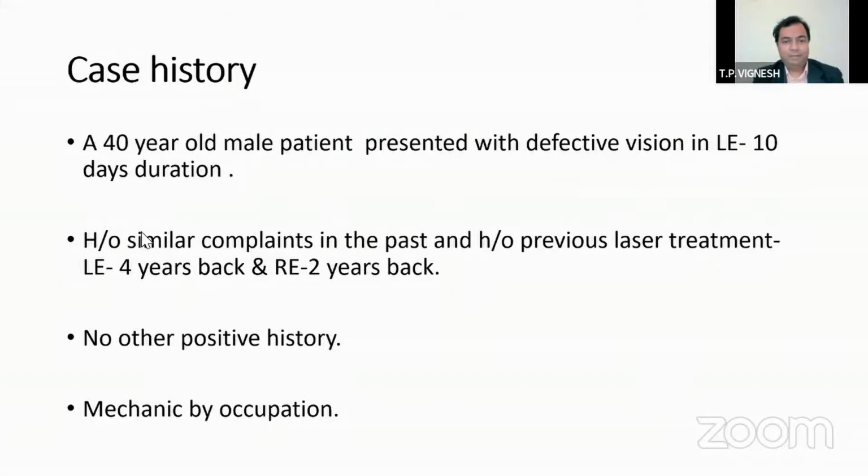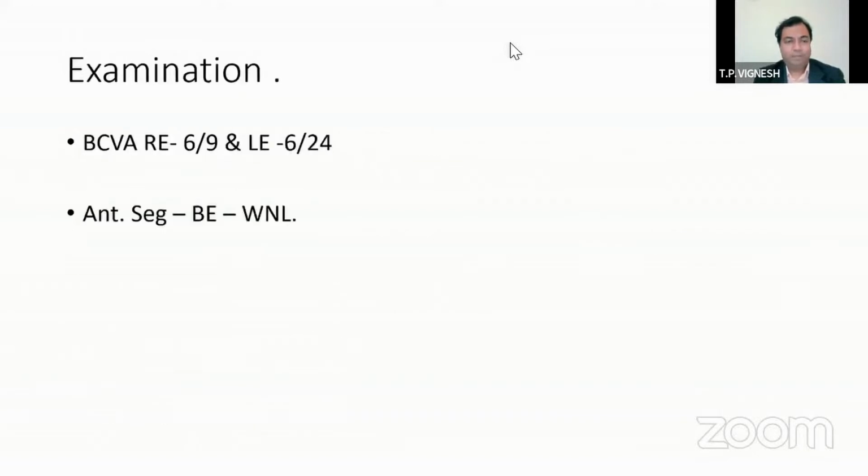A 40-year-old male patient presented with defective vision in the left eye of 10 days duration, with a history of similar complaints in the past, and a history of previous laser treatment, left eye 4 years back and right eye 2 years back. No other positive history, and he was a mechanic by occupation. His BCVA in the right eye was 6/9 and left eye was 6/24, anterior segment within normal limits.